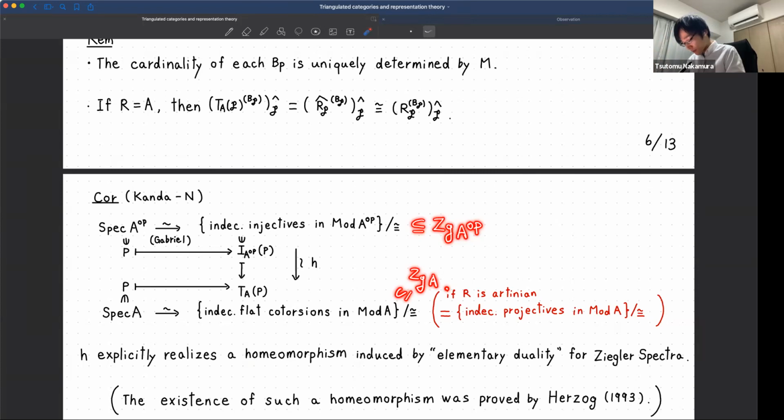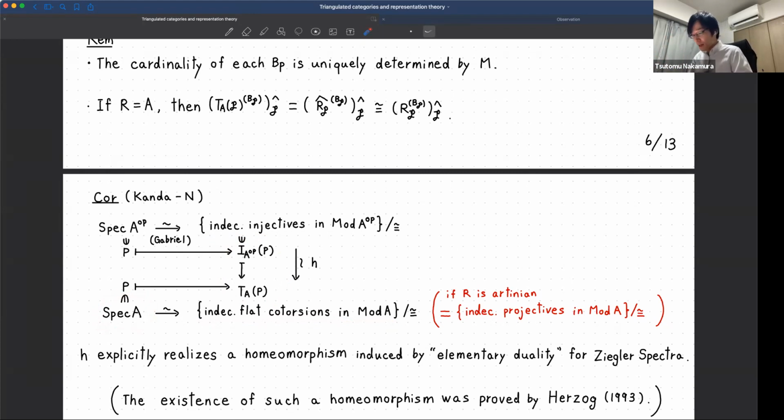And existence of such a homeomorphism was proved by Ivo Herzog, and his proof doesn't explicitly give what the assignment is, and his proof also treats a more general situation. On the other hand, our approach actually explicitly realizes this bijection, and also we can completely determine the topology of this, especially this class, in terms of the spectra of prime ideals.